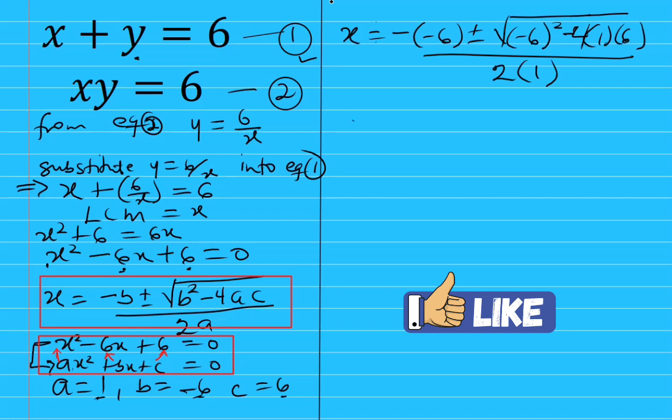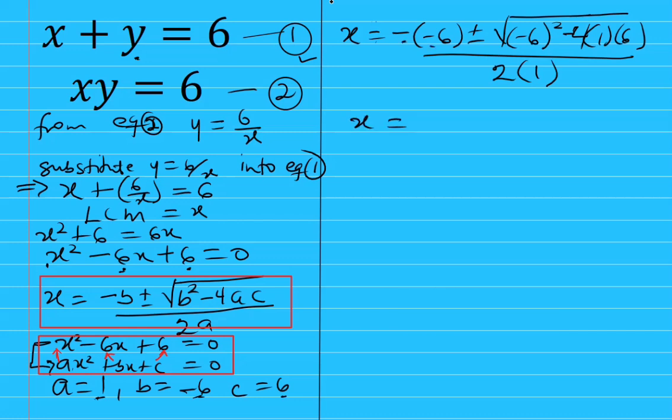Now, when you simplify further, this is what's going to happen. Remember, this negative here and the negative here is going to give us positive. So you're going to have 6 here. We bring in our plus or minus, and then what is inside the bracket, under the square root, we're going to have 36 minus 24 all over 2. Now, what's inside the bracket, under the square root, is going to give us root 12.